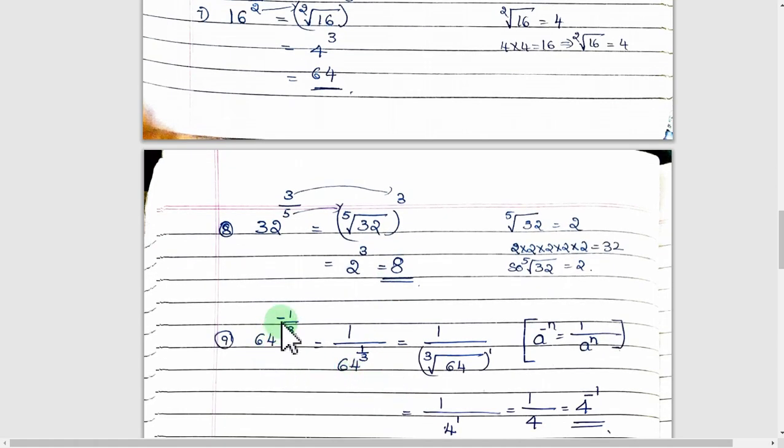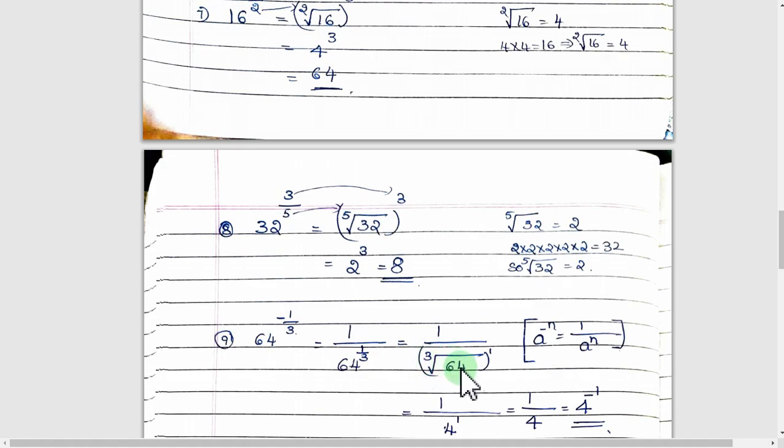Next, 64 to the power of minus 1 by 3. As I told you, if the power is minus, first what we have to do is make the power plus by taking it to the denominator. Write it as 1 by 64 to the power of 1 by 3. Minus becomes plus. Now as we did here, same way, 1 keep as it is, 1 by, this denominator will go to root place, here third root of 64, and this will go here.